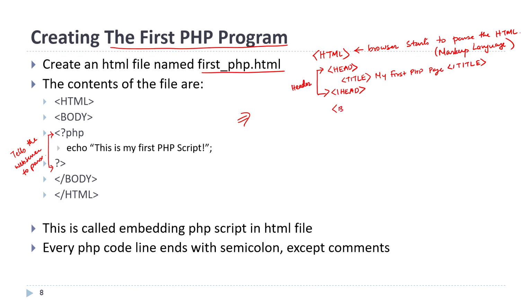Then we have what we call the body. The PHP script goes in the body portion. You can write here H1, my first PHP scripted page, or something like this, and close H1. That will show up as a heading 1. Then I write the PHP opening tag, or you can write it in lowercase also.